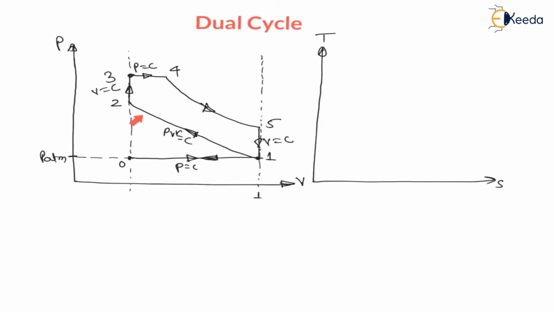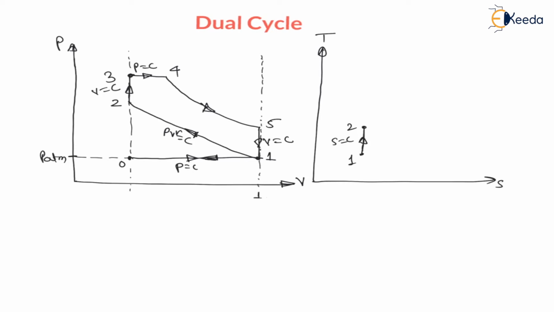Now the process 1 to 2 is reversible adiabatic compression. Reversible adiabatic compression means isentropic compression, and during this process temperature increases. Therefore, from 1 to 2, at constant entropy, temperature increases. Now 2 to 3 is a constant volume heat supply process.